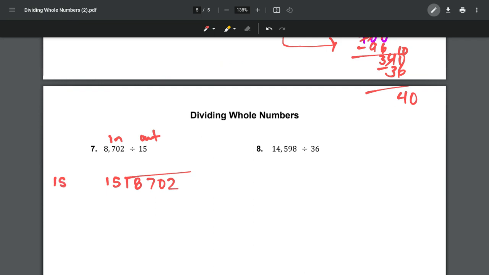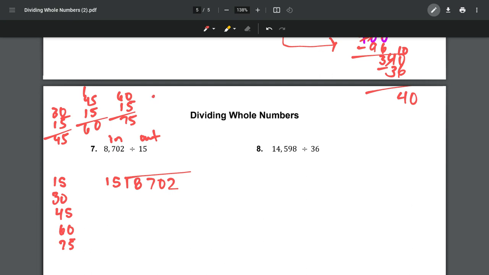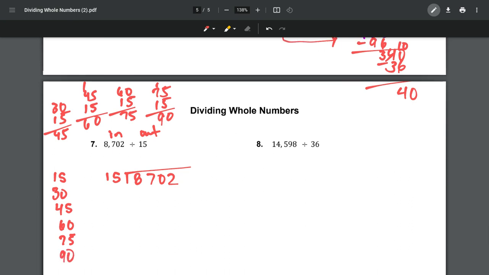Skip count by 15. 15, if you add 15 to 15, you get 30. Add 15 to 30, you get 45. Add 15 to 45, you get 60. Add 15 to 60, you get 75. I'm just going to do a few of these. Add 15 to 75, you get 90. Okay, I'm just going to stop right there. Because again, 15 isn't on my multiplication chart.